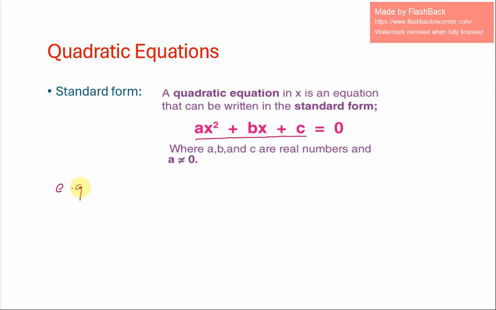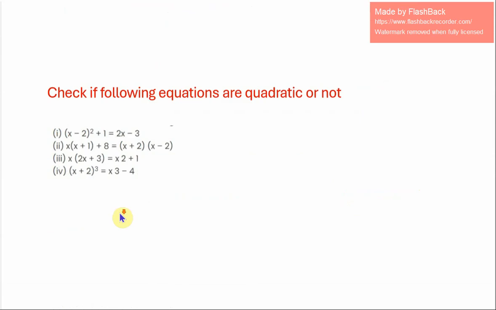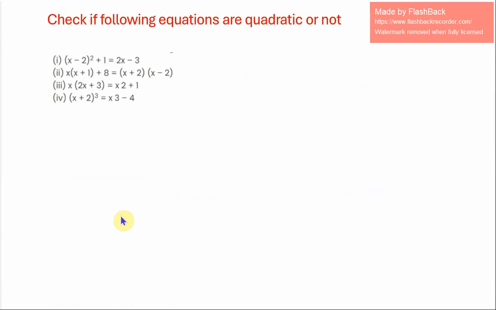For example, we can say equation 3x square plus 5x minus 2 equals 0 is a quadratic equation in variable x. So here the variable can be any of x, y, z, small English alphabets. Take any variable. The next concept is to check whether the following equations are quadratic or not.